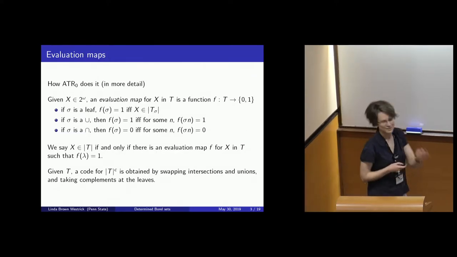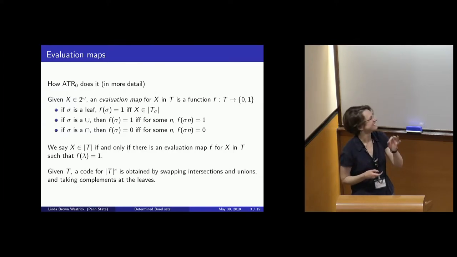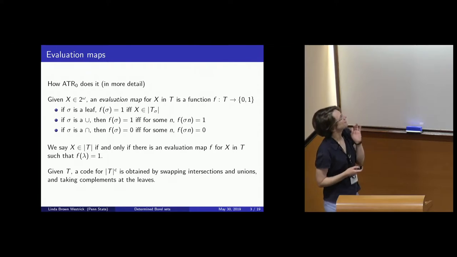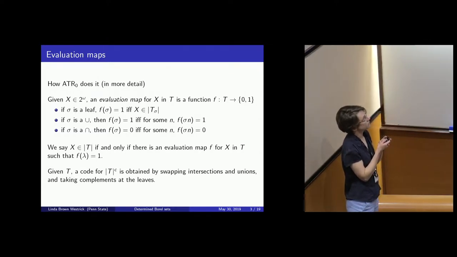To be really specific, because this is the kind of object that we need to use throughout the entire talk, the specific way that ATR does it is this process of arithmetic transfinite recursion where you build a function whose input is the nodes of the tree and output is 0 or 1, so 0 for out, 1 for in. If sigma is a leaf, then the value of the function is 1 if and only if X is in the clopen set that is coded at that leaf. Remember, the leaf has a label, and the label is a clopen set, and here this T_sigma bar is just denoting that clopen set. All right, and then you just proceed by arithmetic transfinite recursion. At unions, you say it's in the set if, for some n, it was in one of the sets that was used to build up the union, and then the complementary definition for the intersection.